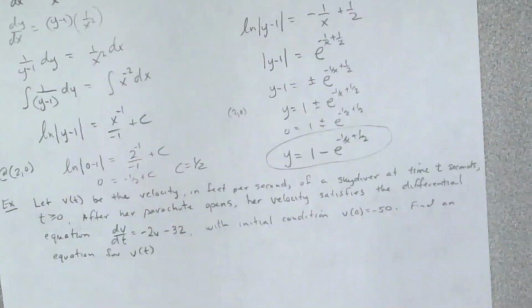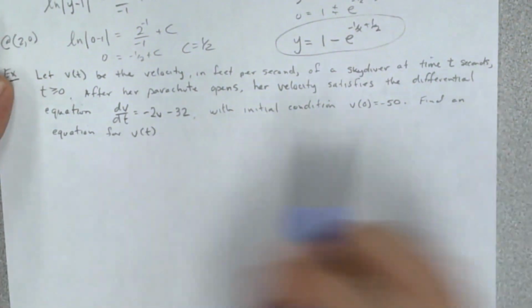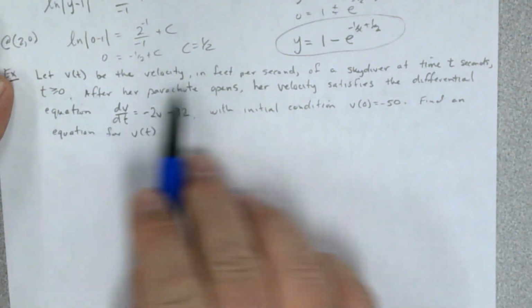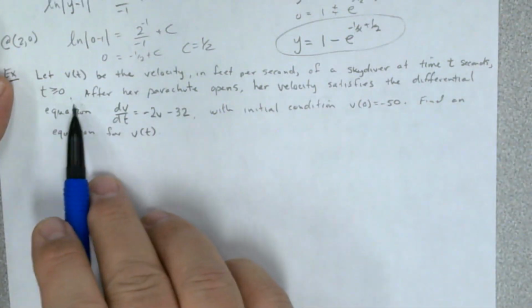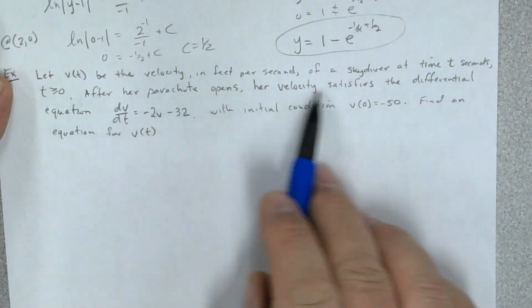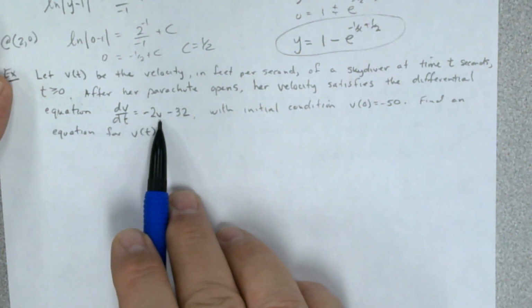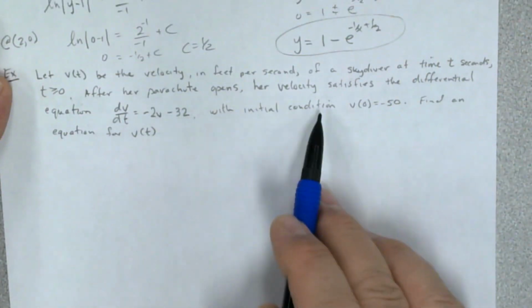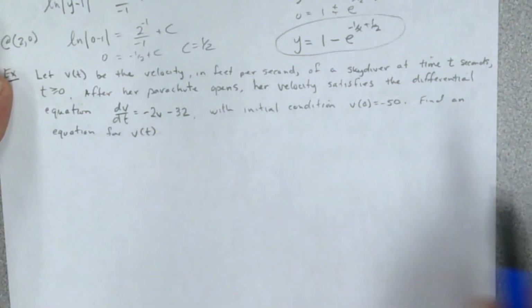Okay, here's an application approach using the same thing. We have a velocity, v of t, in feet per second, of a skydiver at time t seconds, t greater than 0. After her parachute opens, her velocity satisfies the differential equation dv/dt equals negative 2v minus 32, and the initial condition is v at 0 is negative 50. Find an equation for v of t.